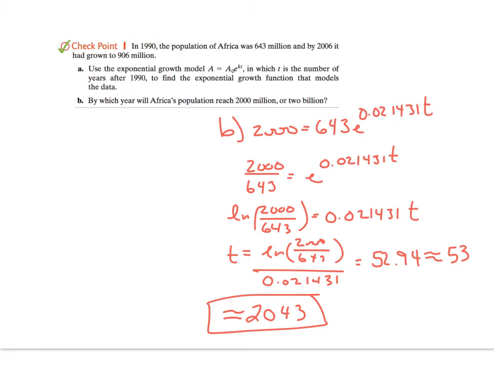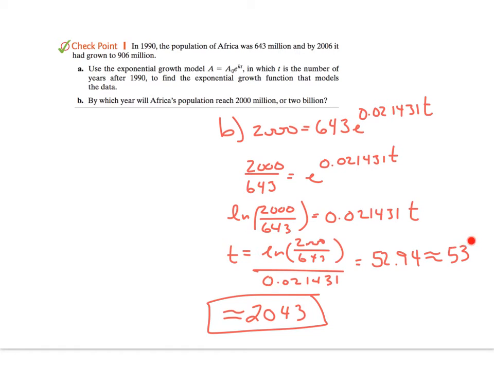So part 2 is asking us, in what year will the population reach 2 billion people? So A is just going to become 2000, and then we go through the same process we've done in the previous problems, but this time solving for T.